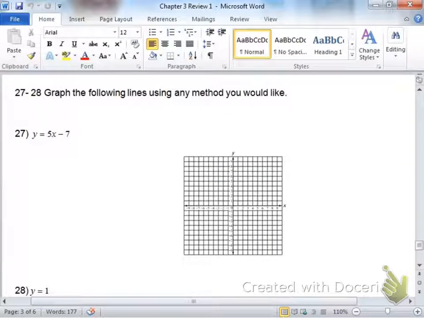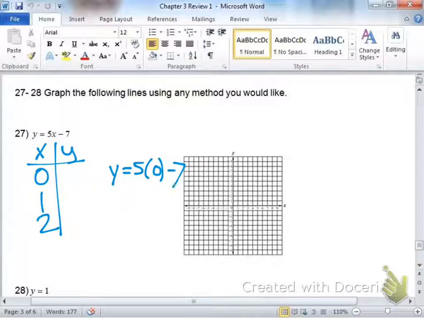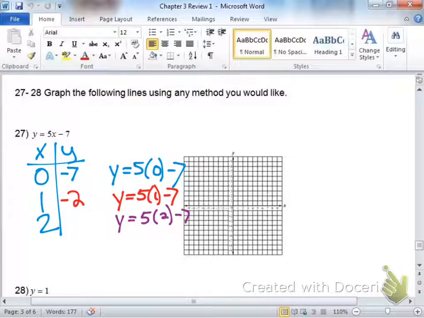All right, and then these last couple, you can graph any method that you want. Does anyone have a method of choice? X and Y. I'll take it. 0, 1, 2. So y equals 5 times 0 minus 7. 5 times 0 is 0. Minus 7 is negative 7. Do it again. 5 times 1 minus 7. 5 times 1 is 5. And 5 take away 7 is negative 2. And then one last time, but with the 2 in for the x. That would be 10. Minus 7, that would be 3.